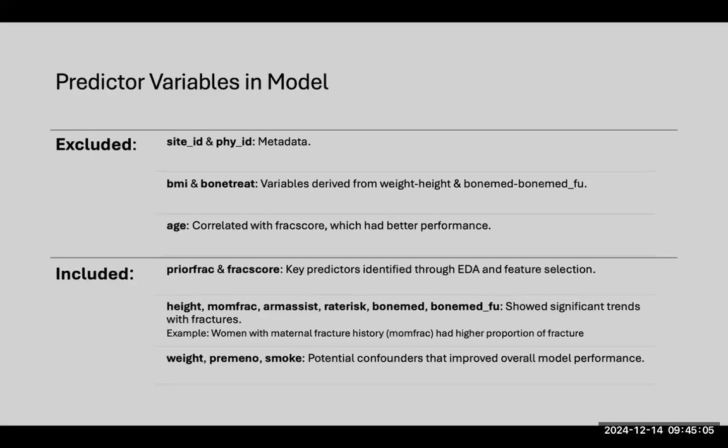Height, mother's history of fracture, arm assist, rate risk, and bone medications at enrollment and follow-up all showed significant trends with fractures. For example, women with maternal fracture history had a higher proportion of fractures than those whose moms didn't have a history. And weight, pre-meno, and smoke didn't have strong or very noticeable trends, but were potential confounders that were good to account for, and also improved overall model performance when included.